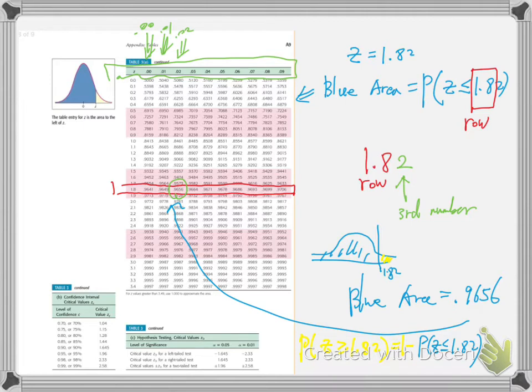Okay, so this yellow area is equal to 1 minus 0.9656. This is 0.0344. So the yellow area is very small for this particular case, where the value is 1.82. Now let's look at another example.